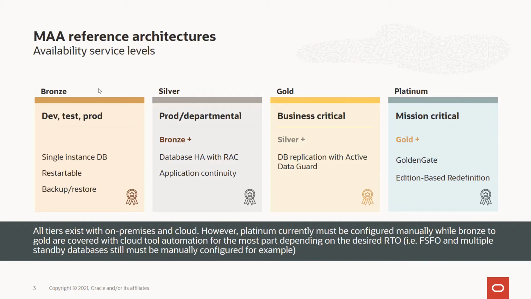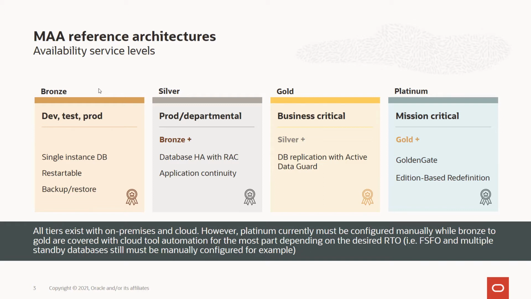Then we have the gold architecture, where we put Active Data Guard replication on top of silver, which gives protection against site failures. This is the highest level of protection that we can achieve without any modification to the application. It is just necessary to configure the client drivers properly, and then we can achieve this very high level of protection.